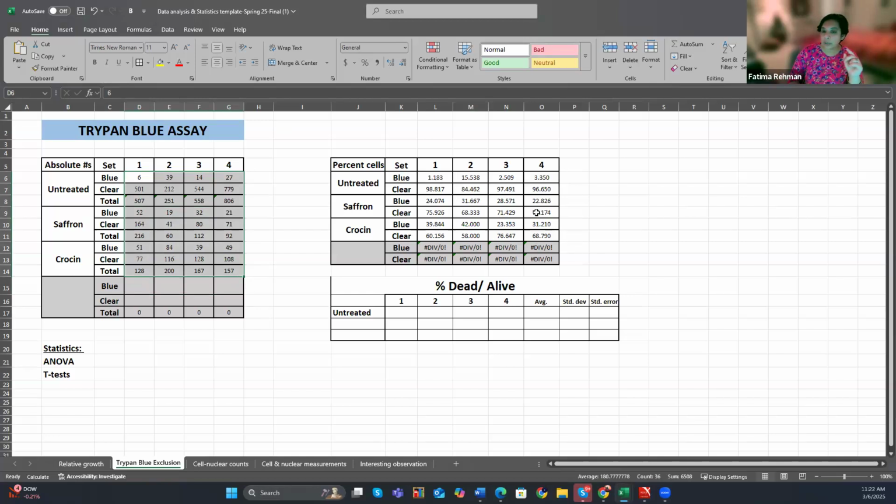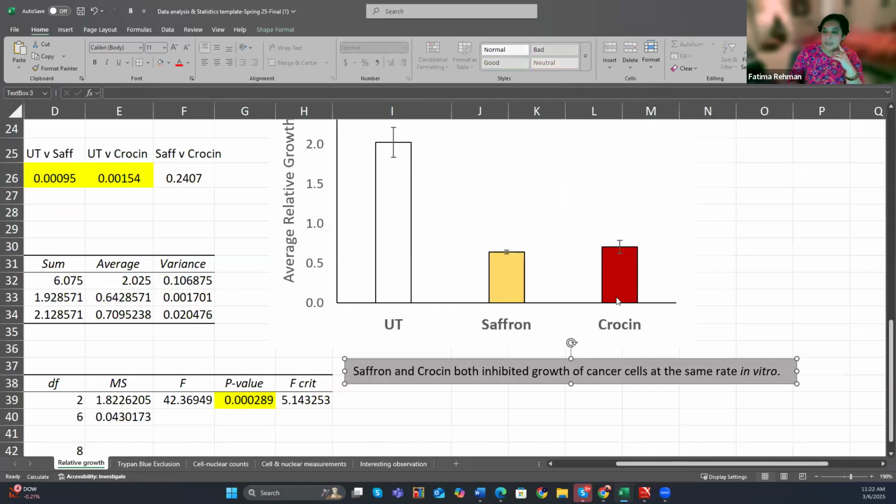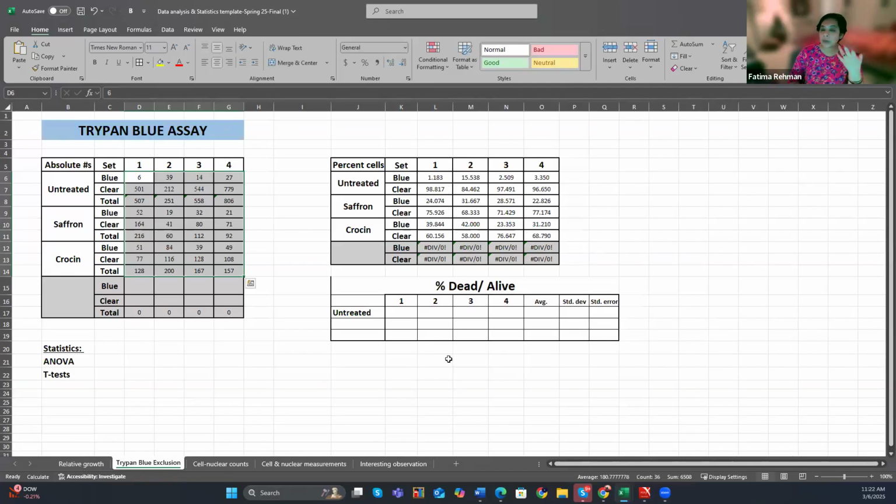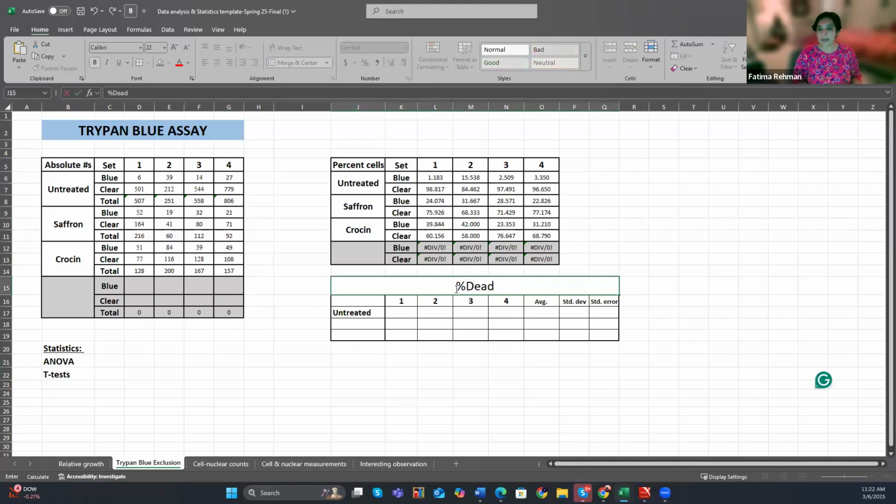Now, you are going to look at it and decide what makes sense. In my case, because I'm looking at anti-cancer activity and whether these are able to kill my cells, I'm going to be focusing on percent dead. And if I do that, I'm going to change the heading to reflect it and say percent dead.